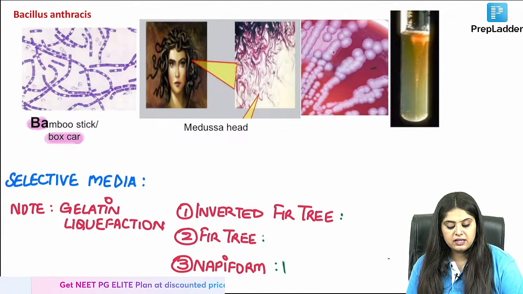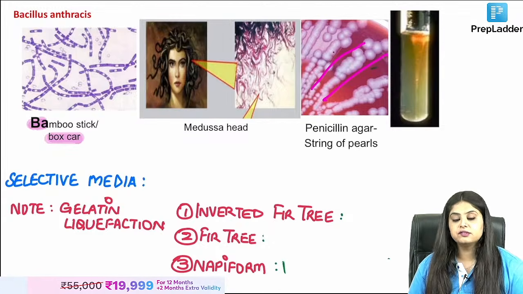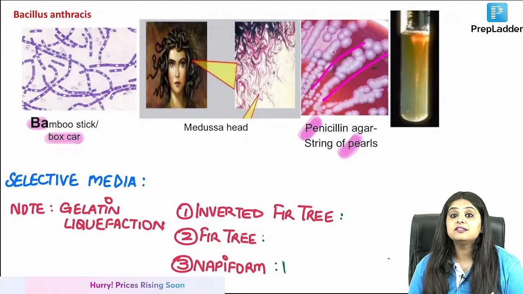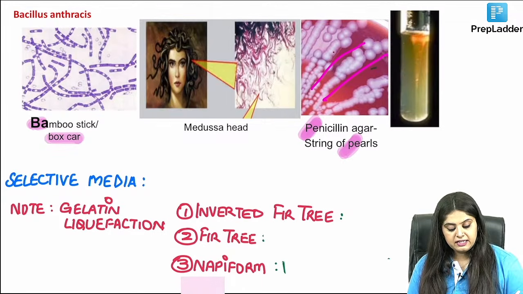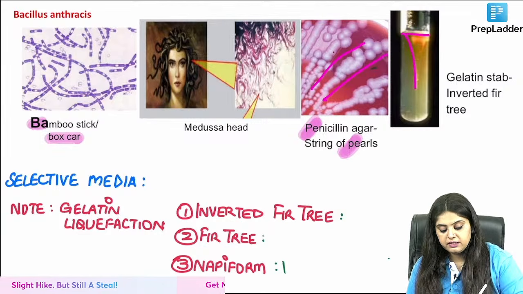Coming to the third, they lug right. It's looking like a pearl string. So this is known as a string of pearls appearance. This is string of pearls. PE is seen on which agar? PE, penicillin agar पे दिखता है. And finally the gelatin stab, the gelatin culture, it shows you inverted fir tree appearance.